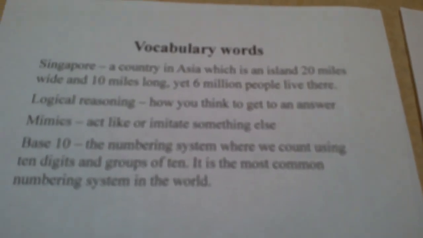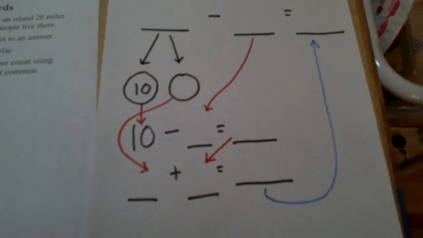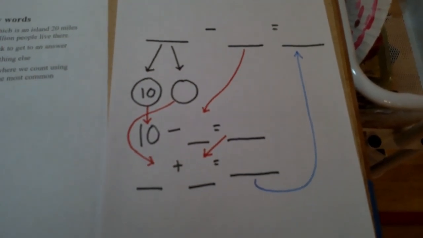Today's vocabulary words. Singapore is a country in Asia which is an island 20 miles wide and 10 miles long, yet 6 million people live there on that small island. Logical reasoning is how you think to get an answer. Mimics means to act like or imitate something else. And base 10 is the numbering system where we count using 10 digits in groups of 10. It is the most common numbering system in the world. And this is just a flow chart of how the making 10 method works.